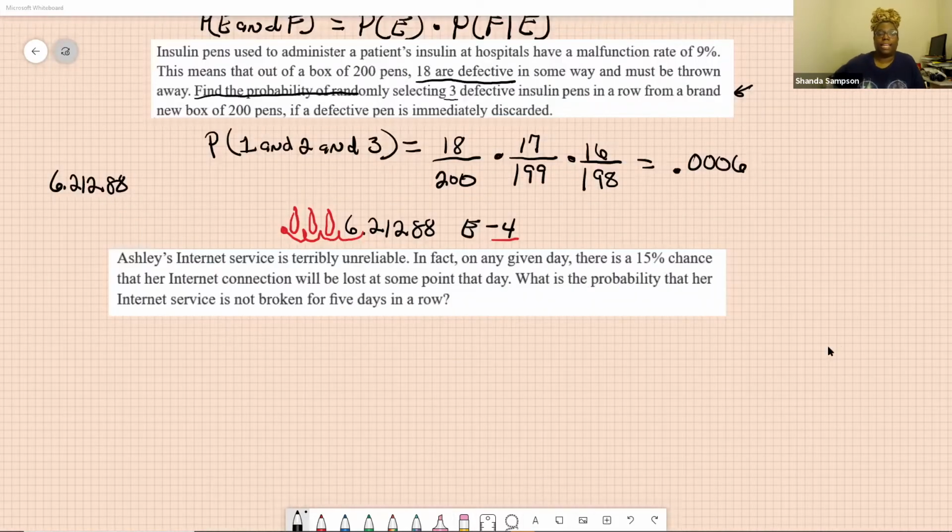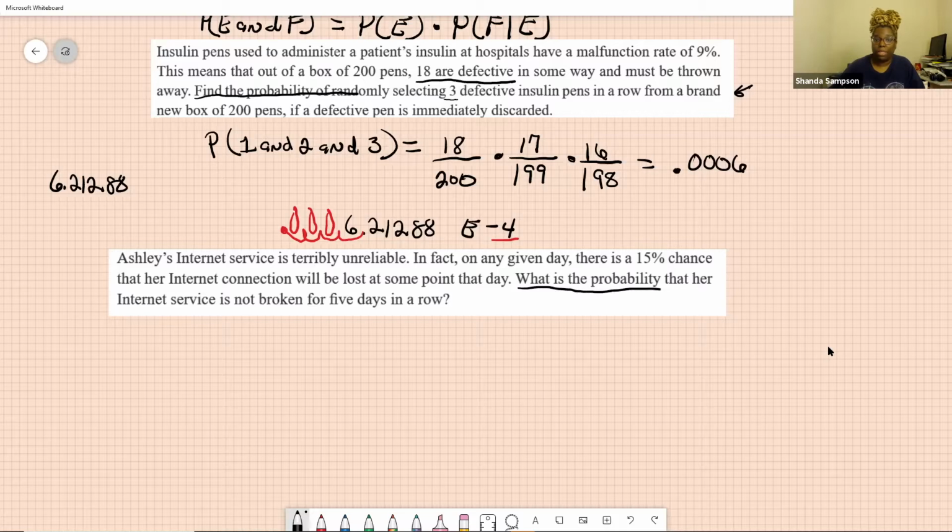Let's try our second example, which is actually different. I'm showing you different examples. Hopefully this helps you learn how to apply the probability rules because they are a little different. Now look at this one. Ashley's internet service is temporarily unavailable. In fact, on any given day, there is a 15% chance that her internet connection will be lost at some point in the day. What is the probability that her internet service is not broken for 5 days in a row? Okay, so how are you expected to know this? I have no idea. We will work it through.